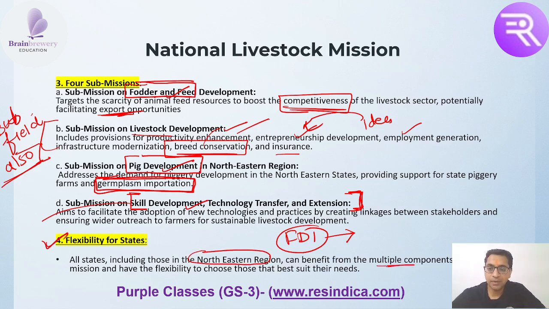They can have multiple components of the missions, and they are flexible enough to utilize whichever suits their requirement. It is not like something has been forced on you. No, the northeastern states are free to choose what exactly suits their need. Based on that, you select whatever plan you need.